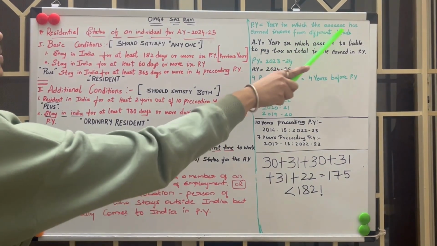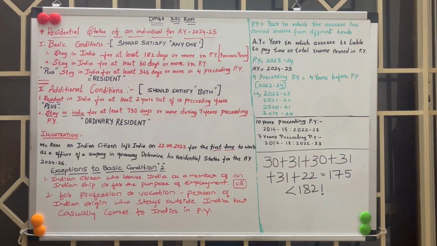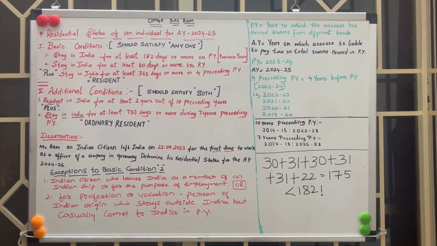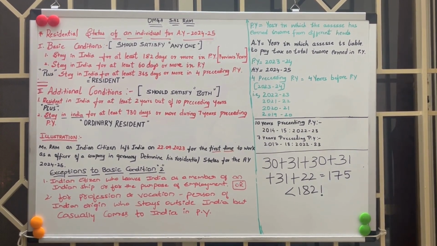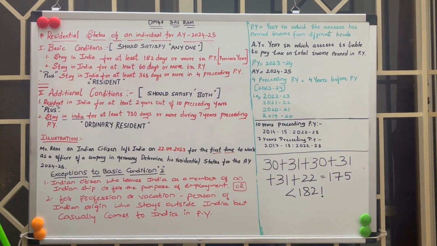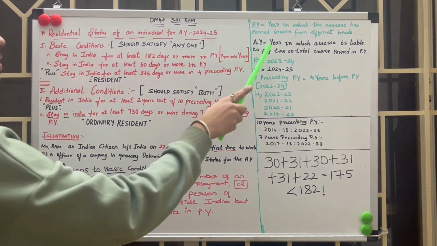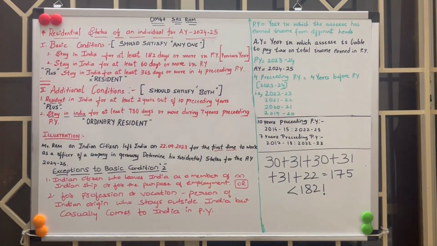That is, income from salary, income from house property, income from capital gain, income from business, and income from other sources. On the total income earned under these five heads, he will have to pay income tax. The year in which he will have to pay income tax is called the assessment year.